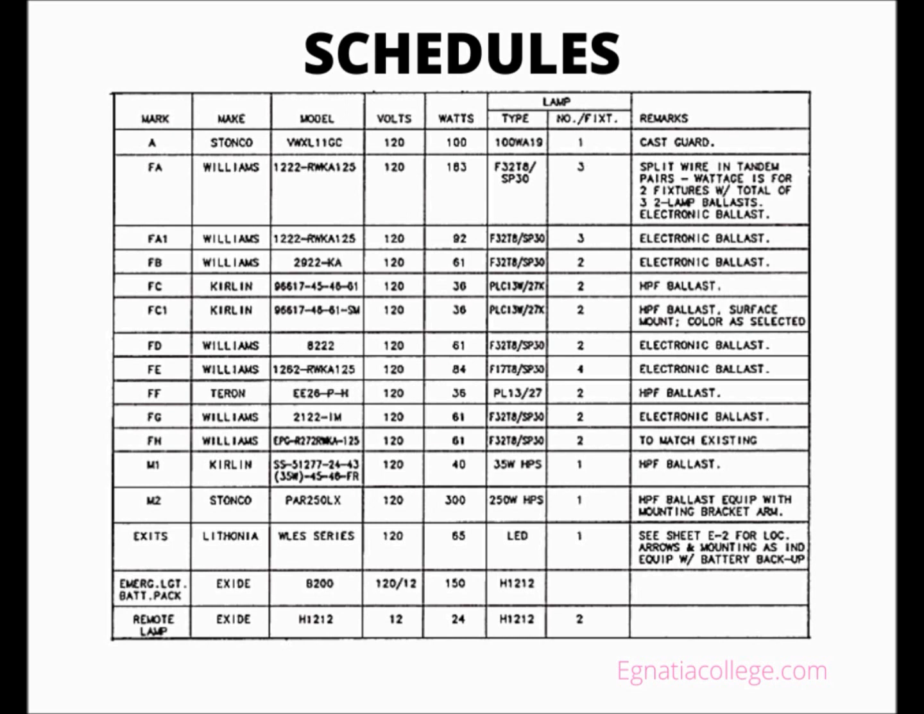15 other light fixture types are shown on the fixture schedule and on the drawings, and are identified by their corresponding mark or label. All are rated at 120 volts except one emergency battery-powered remote lamp, rated at 12 volts. This information is typically given in the specifications, but is more readily presented by a schedule.